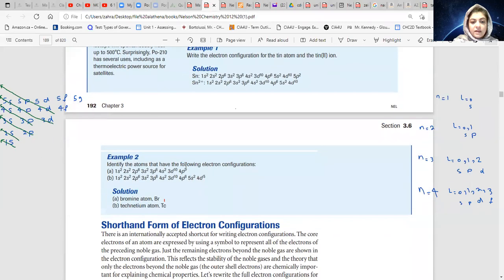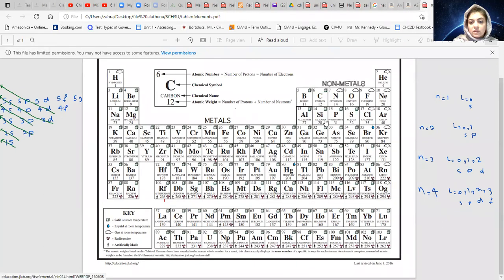Okay. Identify the atom that has the following configuration. So this is ending 4p5. So we know that the p is here. 4 means it's the fourth period, 1, 2, 3, 4 is here. 5 means 1, 3, 4, 5. It's going to be bromine then.